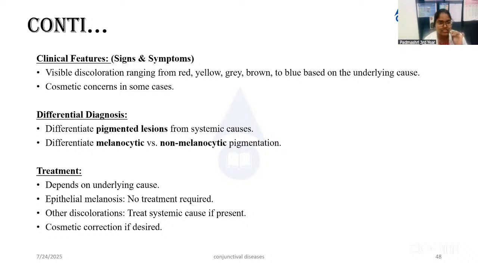Clinical features: visible discoloration ranging from red, yellow, gray, brown to blue based on underlying cause. Cosmetic concerns in some cases. Differential diagnosis: differentiate pigmented lesions from systemic causes. Differentiate melanocytic versus non-melanocytic pigmentation. Treatment depends on underlying cause. Epithelial melanosis, no treatment required. Other discoloration, treat the systemic cause if present. A cosmetic correction if desired.